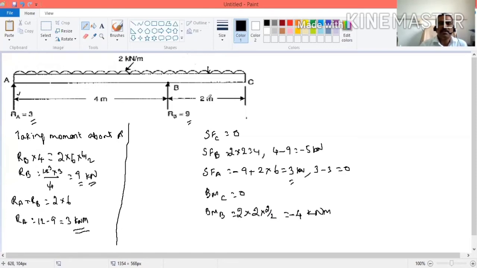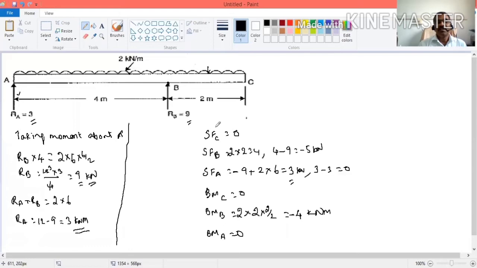So here it is 0, here it is minus. Now calculate the bending moment at A. Bending moment at A will be 0, because it is like a simply supported beam, at the end. So bending moment at A will be equal to 0. Here it is 0, here it is minus 4, here it is 0, here it is 0.